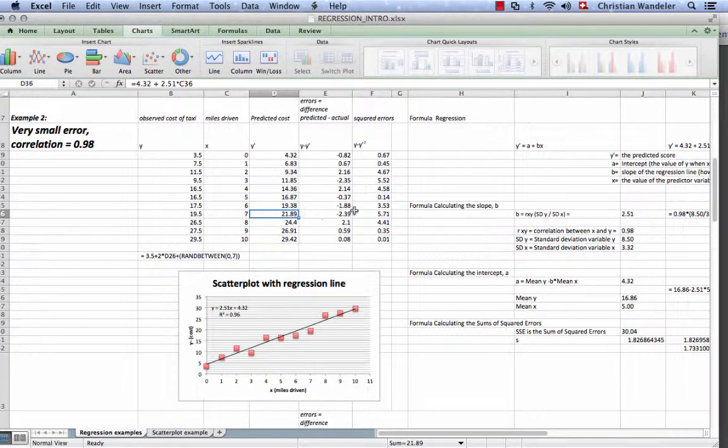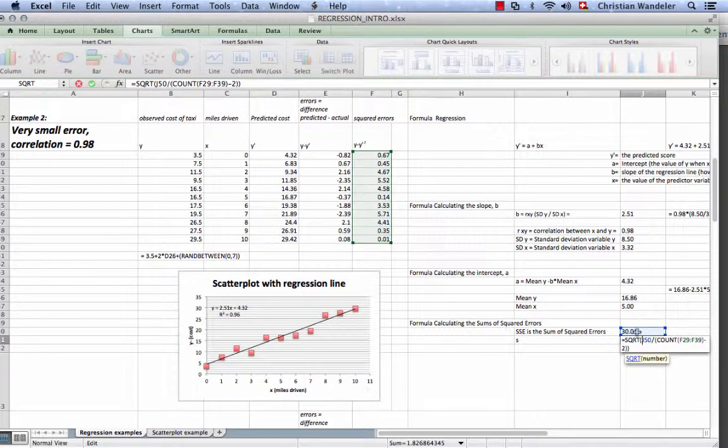Right. So here it's the same principle as what we used for calculating the standard deviation, right? We take the differences, then we square those differences, we add them all up, and that will give us the sum of the squared errors. Then if you want the standard deviation of the error, we take the sum of the squared errors divided by n minus 2, and then we take the square root of this. So here the standard deviation of the error is 1.83.